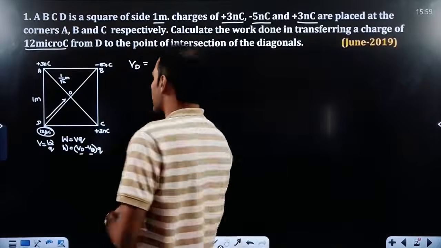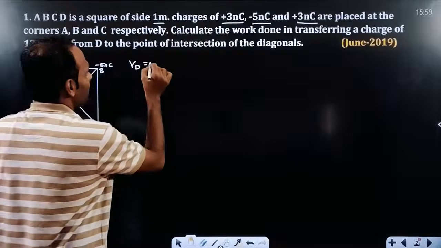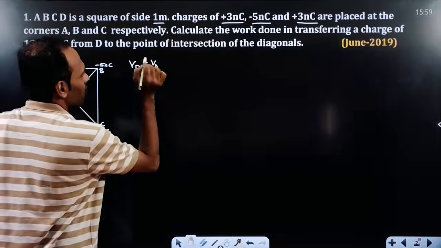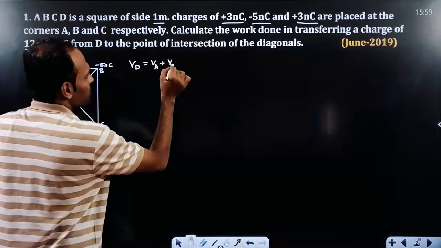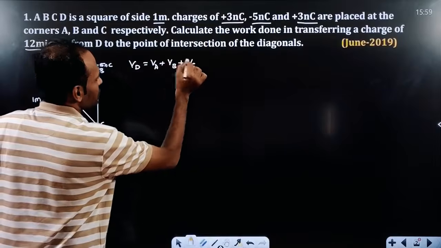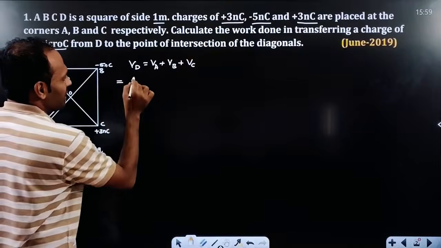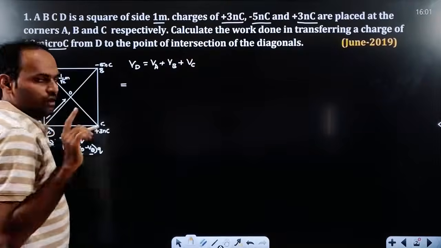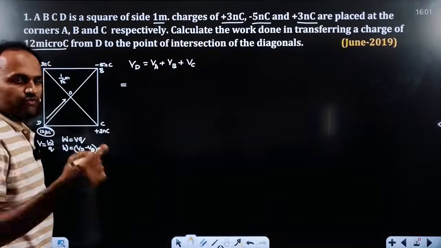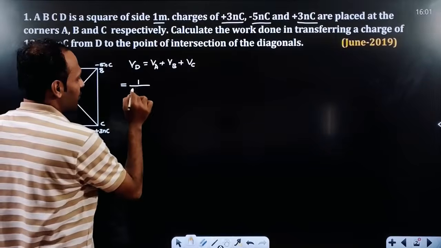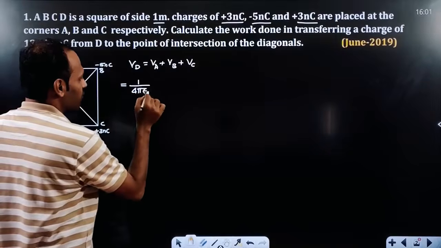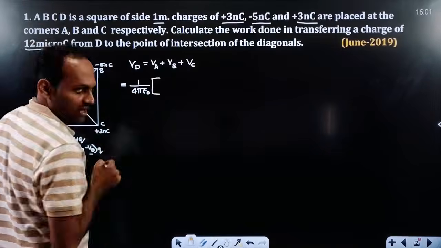So VD means I can write it as potential at point D will be equal to potential of charge at A plus potential of charge at B plus potential of charge at C. Correct? We have to apply the point charge potential formula to all three. It will be 1 by 4 epsilon naught, which is common to all, right?